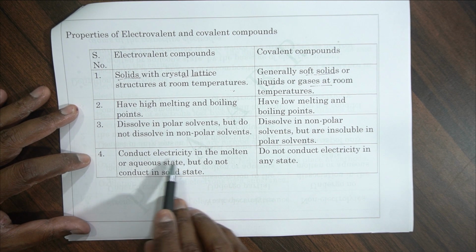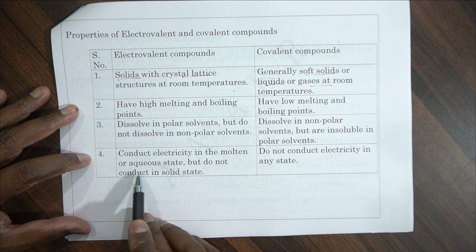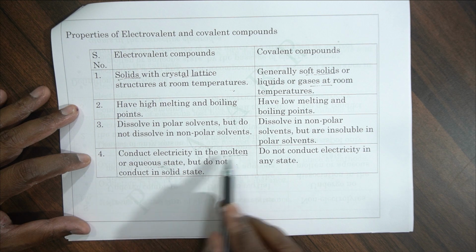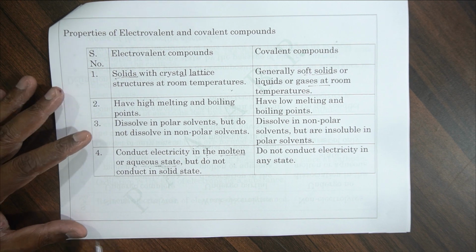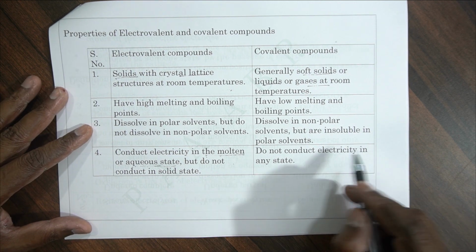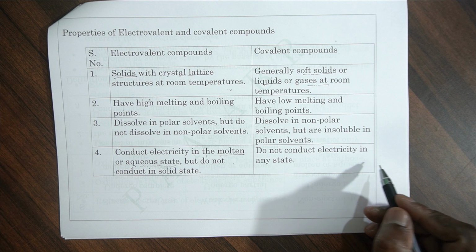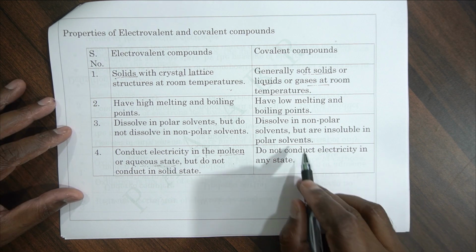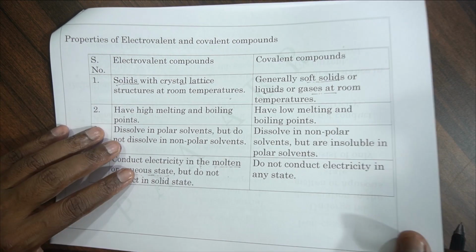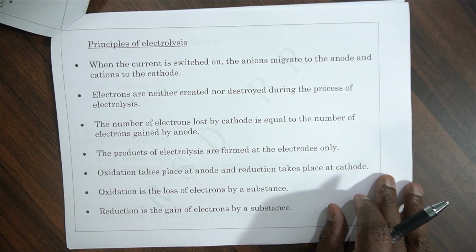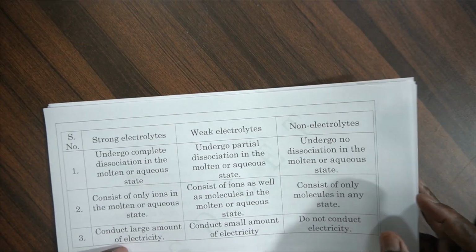Then conduction of electricity. Electrovalent compounds conduct electricity in the molten or aqueous state. 2 states in which they conduct, molten or aqueous state. But in solid state they do not conduct. Whereas covalent compounds do not conduct electricity in any state because they cannot form ions. Okay, these are the general things. Now there are exceptions also. These properties you must know because a number of questions can be framed on the basis of these properties.